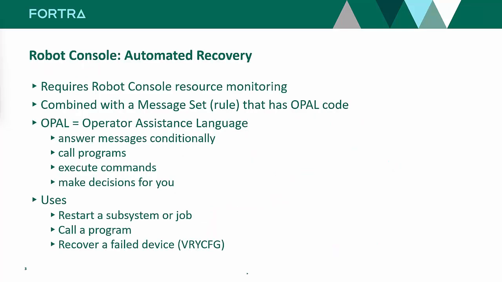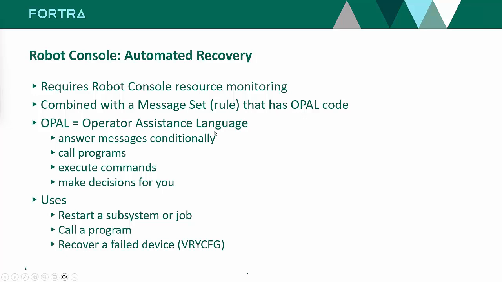technology. To do automated recovery in Robot Console, first of all, it requires Robot Console resource monitoring. Resource monitoring is the ability for Robot Console to look at a subsystem or job or a device to make sure that it's in the proper state, and if it's not, to execute some kind of action to recover. That recovery requires a rule, which we call a message set in Robot Console. And in that message set, we will incorporate something called OPAL.